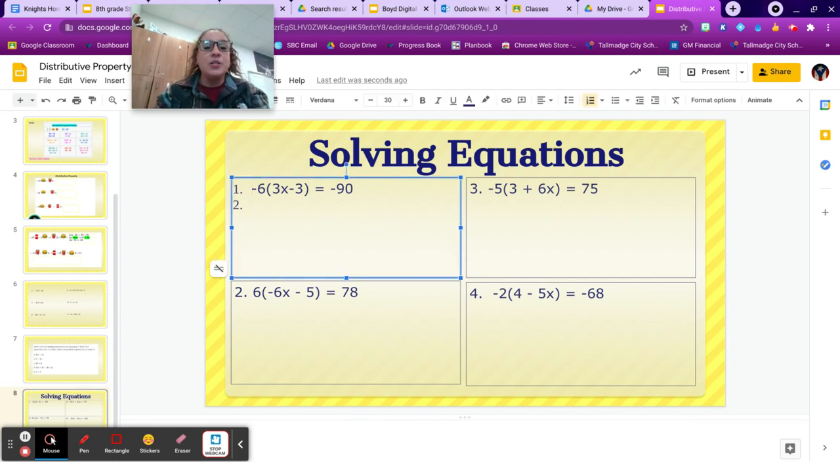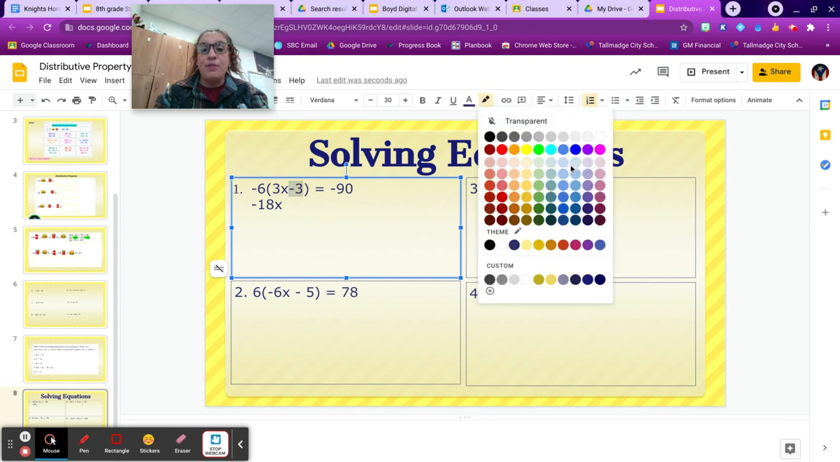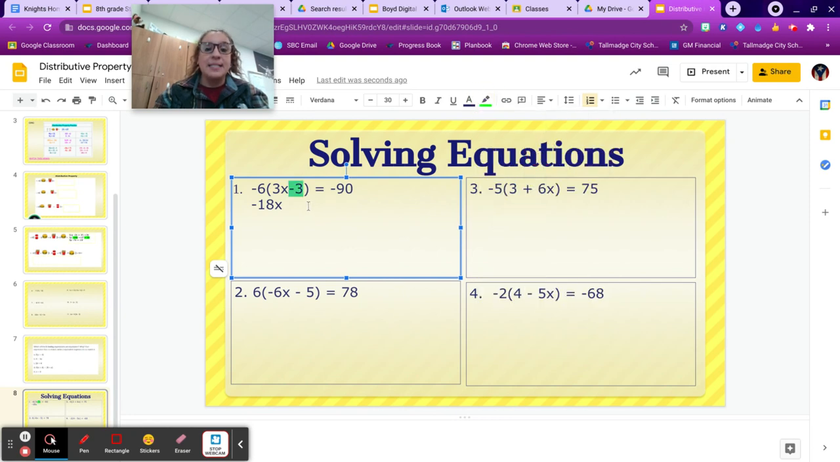So the first thing I'm going to do here is I'm going to distribute the -6. -6 times 3 is -18x. Then I'm going to distribute the negative 6 to the next term right here, which is a negative 3. So negative 6 times negative 3 is positive 18 equals negative 90.